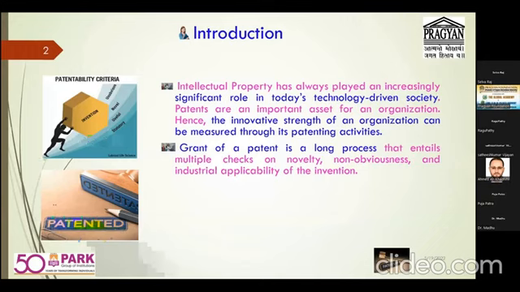Also, an evaluator wants to check the novelty and non-obviousness. Non-obvious means your invention, your idea, should be non-obvious. And there should also be industrial applicability of the invention. So these three things are very important. When you talk about the patent, it involves novelty, non-obviousness, and industrial applicability of the invention. In these three aspects, we have to draw or construct your invention.